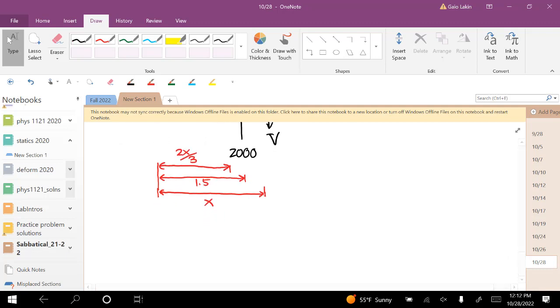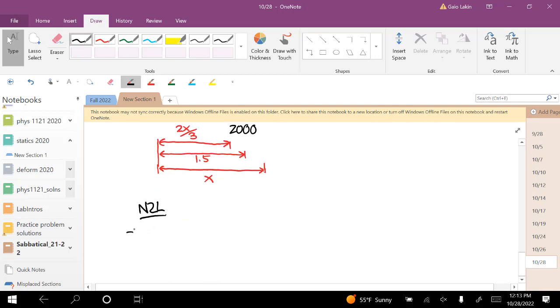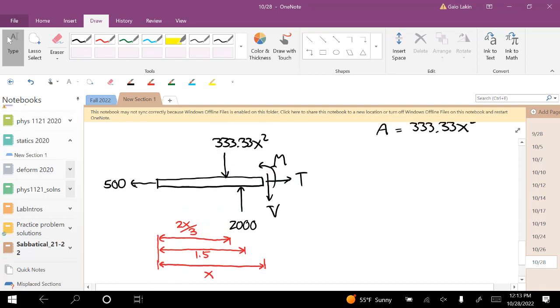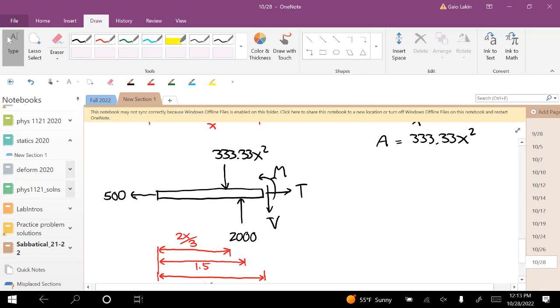Okay, so now Newton's second law. So negative 500, 0, plus, okay, now I'm going to keep emphasizing this because it never stops being confusing to people. The way to think about it: what's the sign of this vector? Think of it as a unit vector times a scalar. The unit vector is 0, negative 1. You're multiplying it times 333x squared. And so that's 0, negative 333x squared.